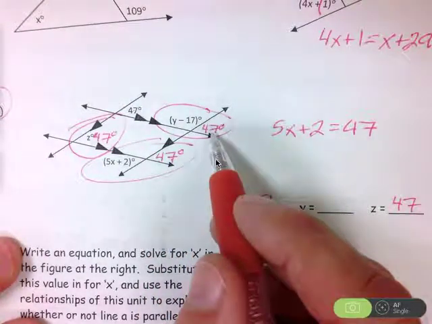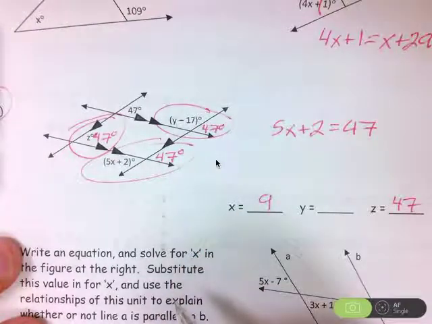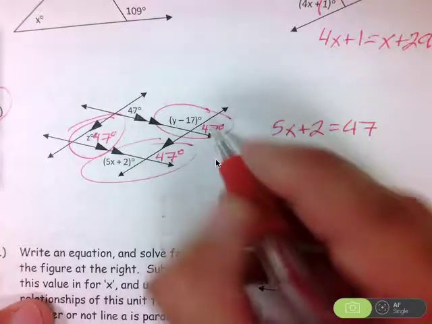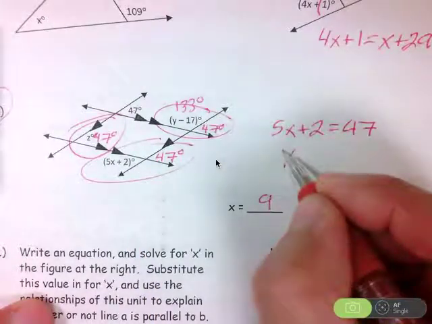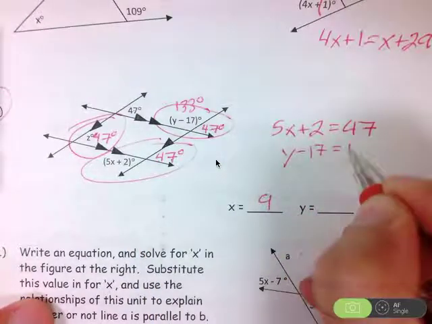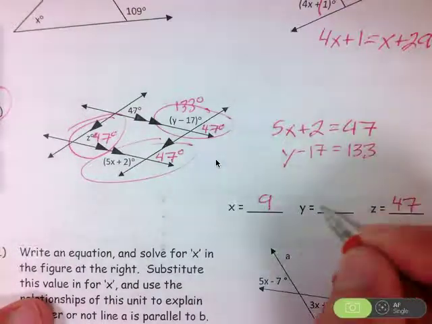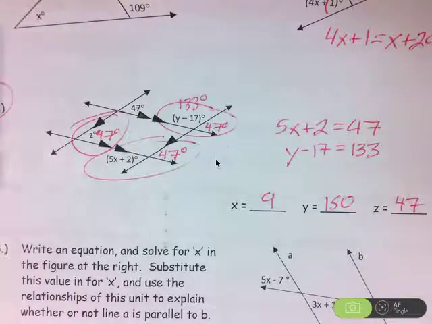I suppose you could subtract 47 from 180. That would be 133. So you could label this angle as 47, this angle as 133, and then you could just say y minus 17 equals 133. There's another way that you could write that equation. Add 17 to both sides, you get y equal to 150.